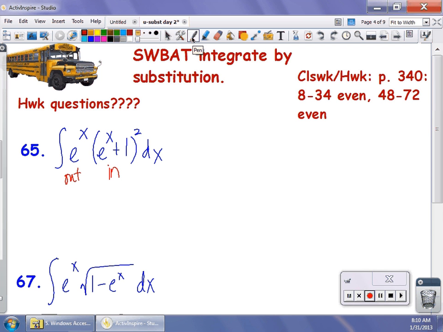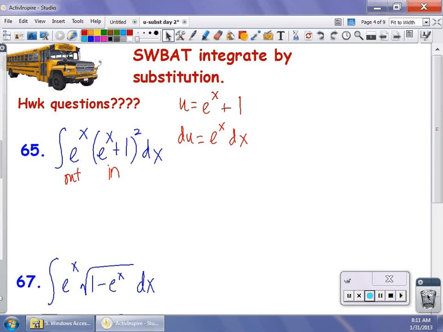In U substitution, we're going to let u equal the inside function, so u is equal to e to the x plus 1. We're going to take the derivative of both sides, so we get du is equal to e to the x dx. And then we're going to do the U substitution, so we're going to rewrite a new integral, but this integral is going to be in terms of u instead of in terms of x.